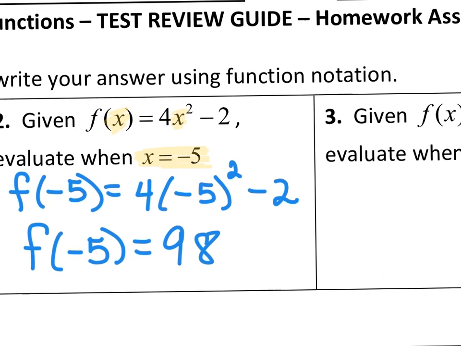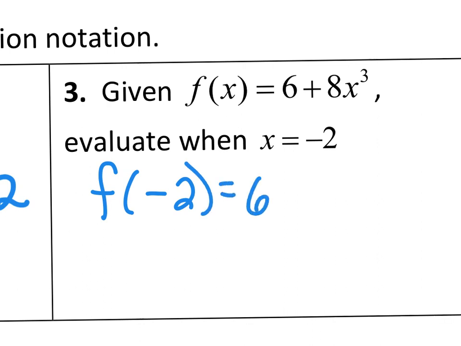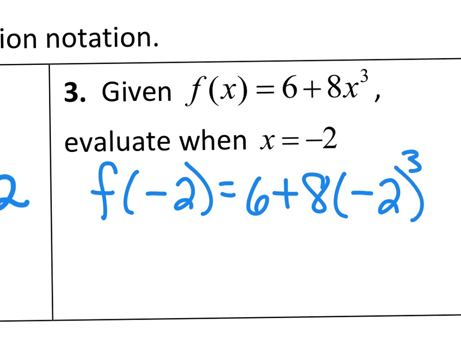Number 3, evaluate f of x equals 6 plus 8x cubed when x is negative 2. So f of negative 2 is equal to 6 plus 8 times negative 2 to the third power. Type that into your calculator exactly like this, with the parentheses around the negative 2 and the third power outside the parentheses, and you will get f of negative 2 is equal to negative 58.